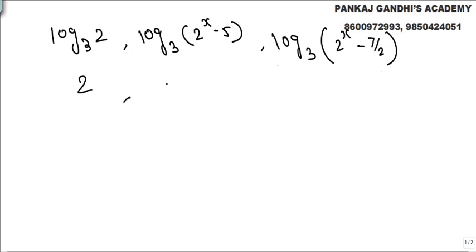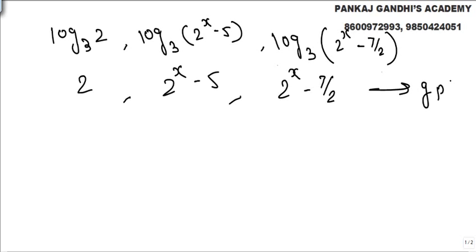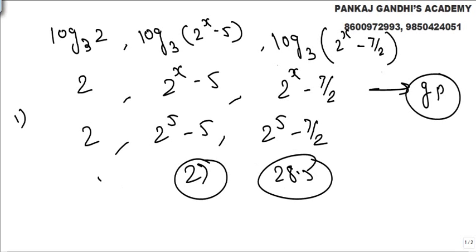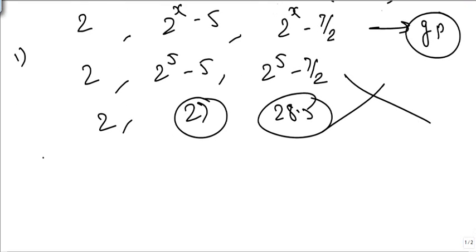So what we want: 2 raised to x minus 5 and 2 raised to x minus 7 by 2 should form a GP. First answer option I check out. Let's quickly check. The first answer option given here is 5, so 2 raised to 5 minus 5, 27, and 32 minus 7 by 2, 32 minus this thing. Are they in a GP? No, this is not a GP.